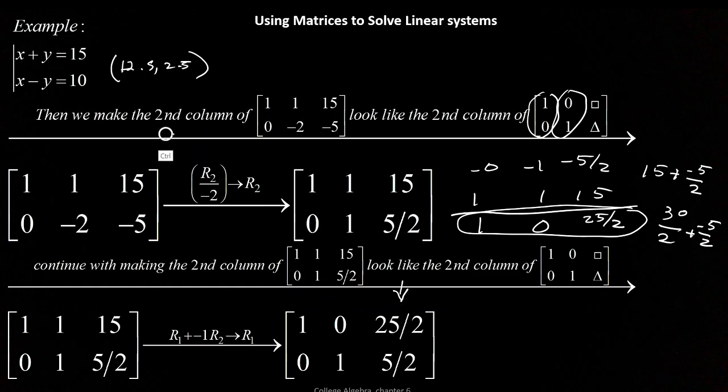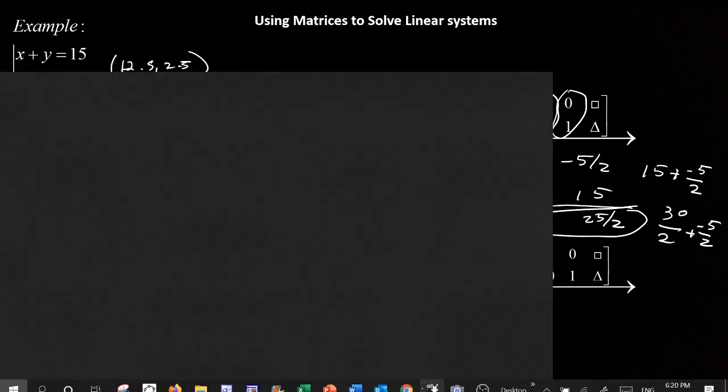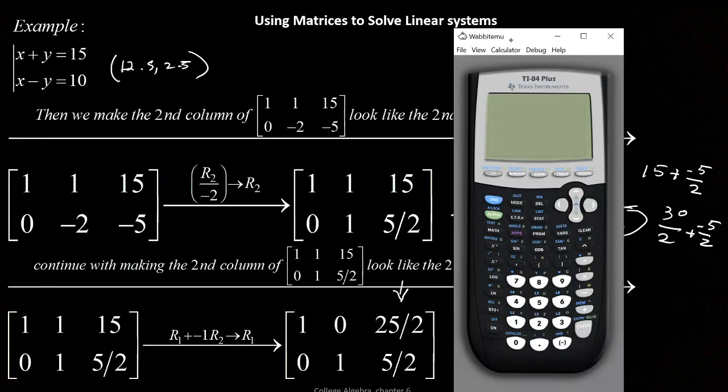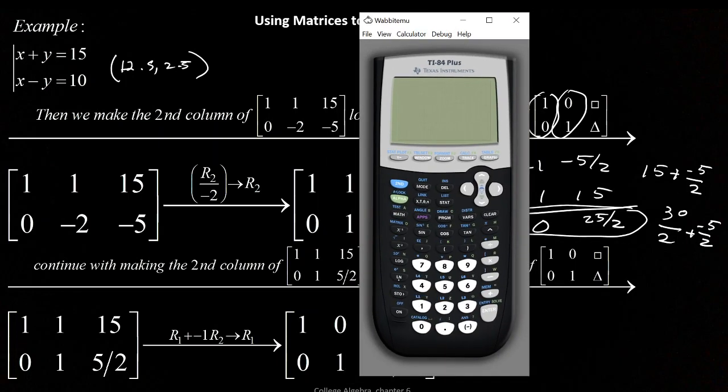Okay? So this process, we can do it with what? We can do it with the calculator. So let me show you how to do this with the calculator. The way we do it with the calculator is by going to matrix and go to edit. So matrix is where? Matrix is second, that matrix. And when you go there, you scroll right to edit. And under edit, you pick A, matrix A.